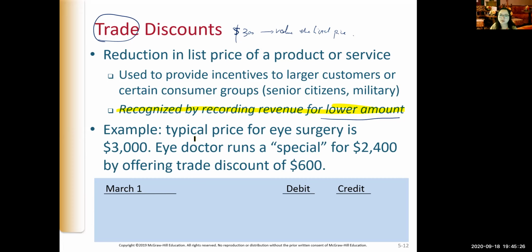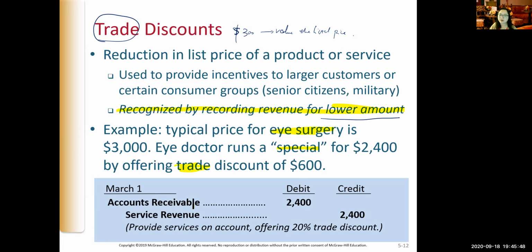So let's look at this. The typical price for the eye surgery is $3,000. The eye doctor runs a special for $2,400 by offering a trade discount, okay, a trade discount of $600. So in other words, the eye doctor will only record $2,400 as revenue. Because the eye doctor hasn't been able to collect the money yet, but he already performed the surgery, let's say, he will record accounts receivable for only $2,400 and service revenue for $2,400.